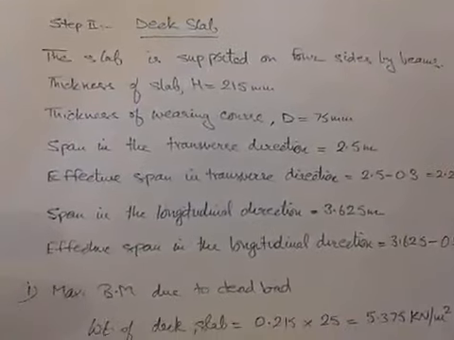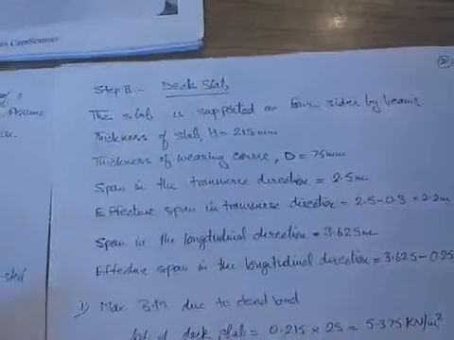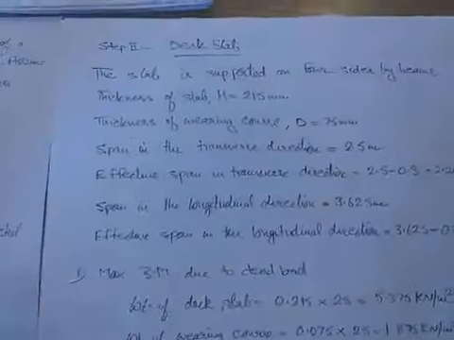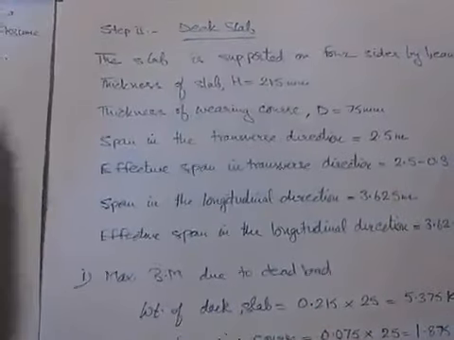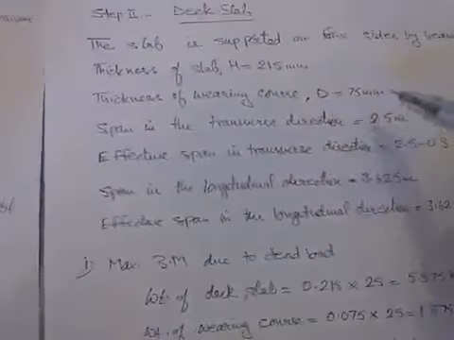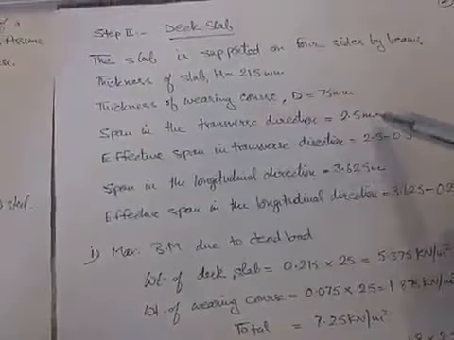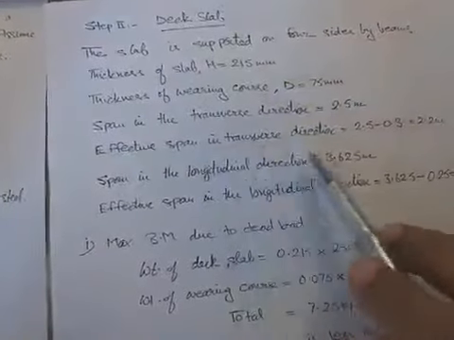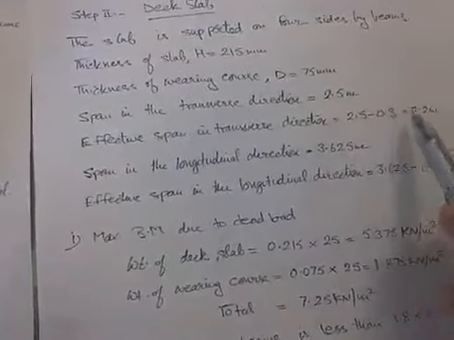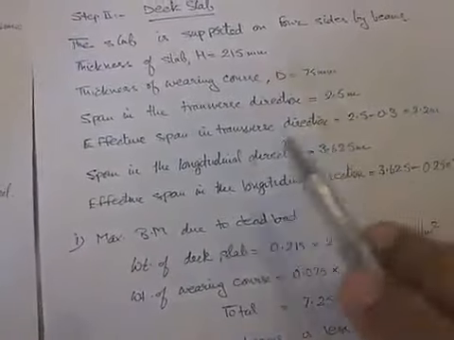The slab is supported on 4 sides by the beams, and the thickness of the slab for the first case has been assumed as 215 mm. The thickness of the wearing course, as already discussed, is 75 mm. Span in the transverse direction is 2.5 meters. So the effective span will be 2.5 minus the thickness of the longitudinal girders, which gives me 2.2 meters.